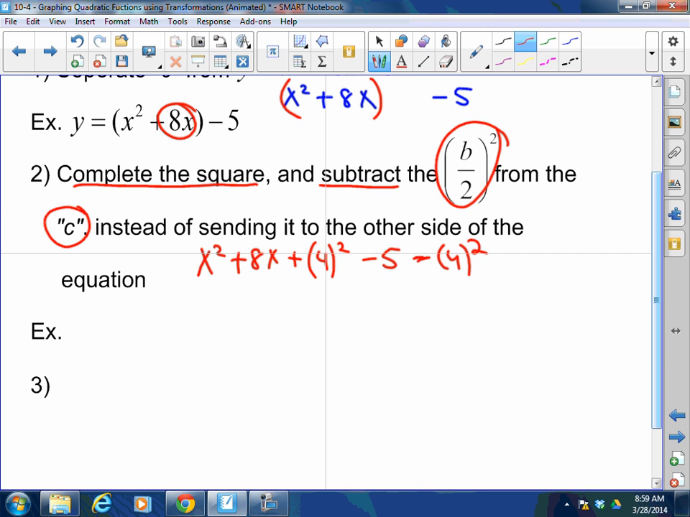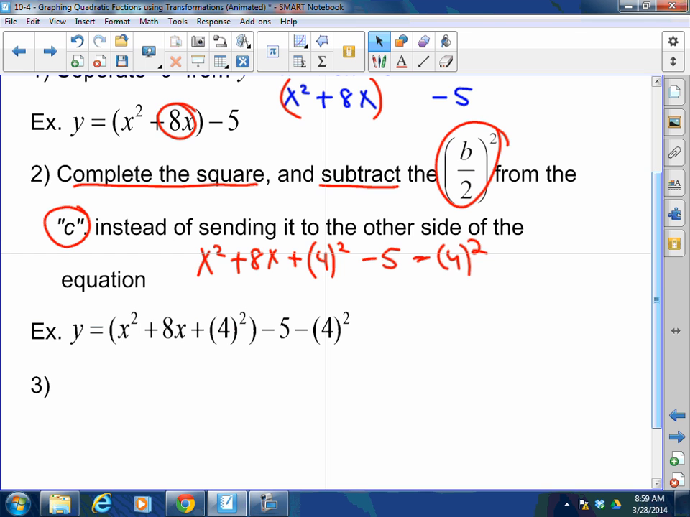Much prettier looking. Okay? I completed the square. I took my b over 2, in this case 4 squared, and I subtracted it from the c that I just isolated. Are you with me here, guys?